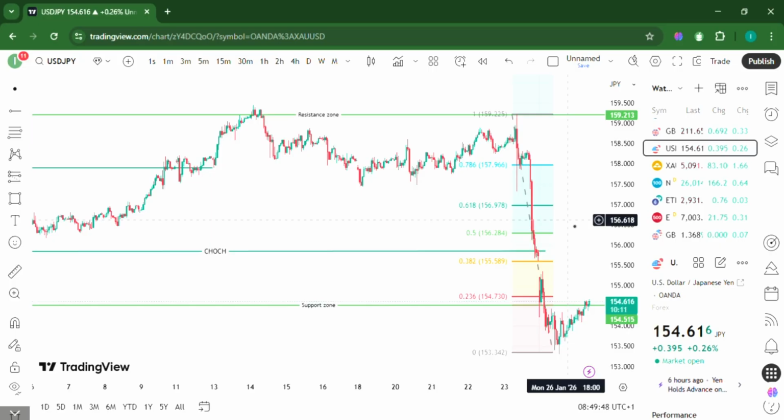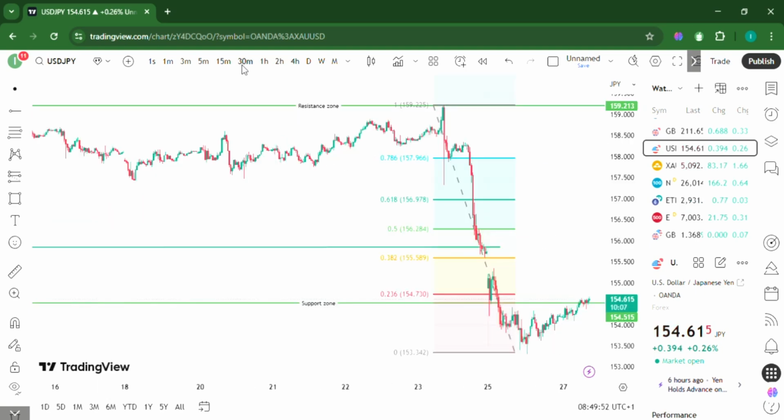Like I do say, risk management is always important in anything that you are doing. Risk only 1 to 2% of your account size, or at most 3%. Don't exceed that. All these three pairs I analyzed are based on market structure and confluence.